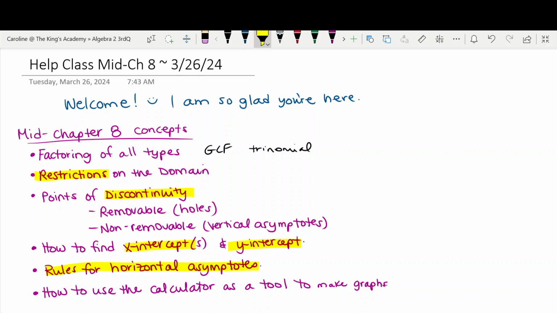The last thing is how to use the calculator as a tool. We did a big table. We talked about how to see what it looks like and understanding which way the graph is traveling. So we can do that last.